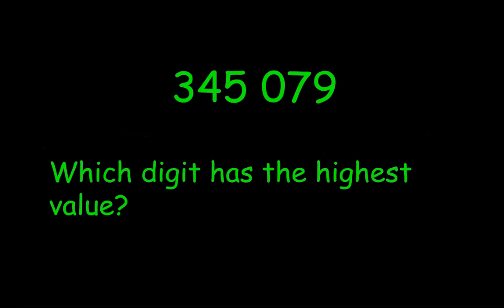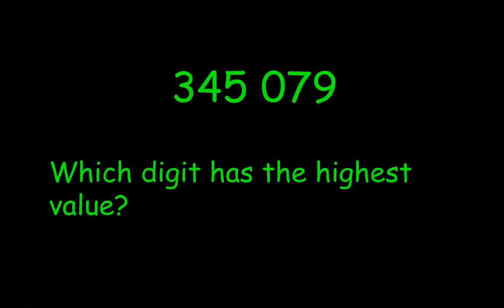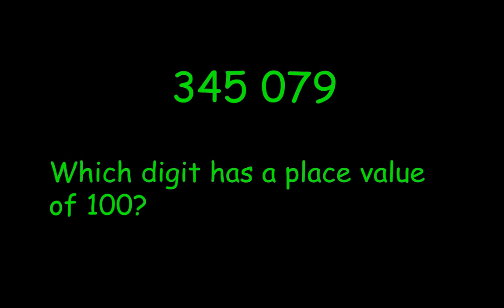345,079. Which digit has the highest value? Think about it. Highest value. It's definitely not the 9, because those are only 9 ones. The answer is the 3, because those are 300,000s. So the highest value is the 3.